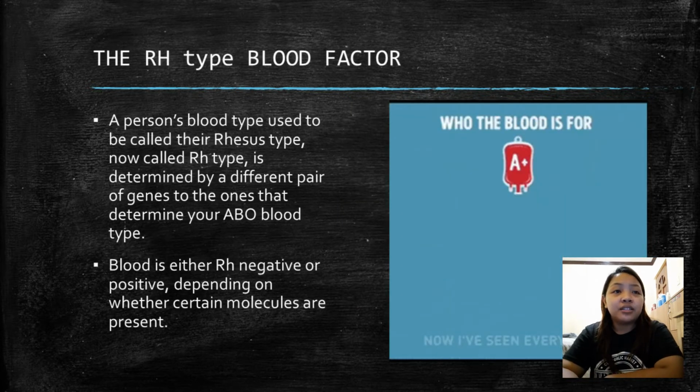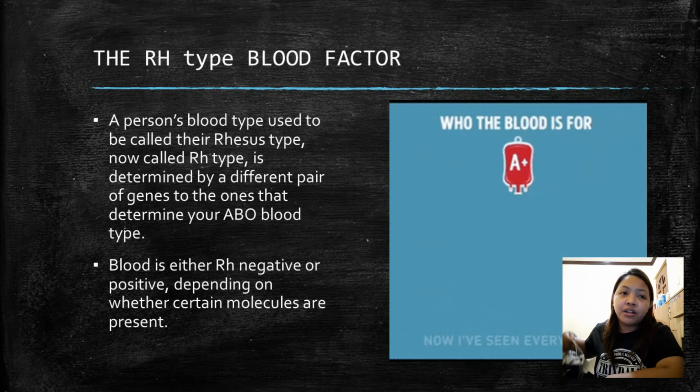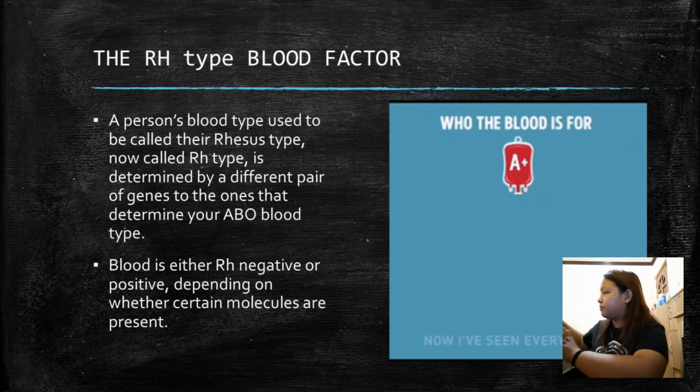The Rh type blood factor. A person's blood type used to be called the rhesus type, now called the Rh type, and is determined by a different pair of genes to the ones that determine your ABO blood type. Blood is either Rh negative or positive depending on whether certain molecules are present.